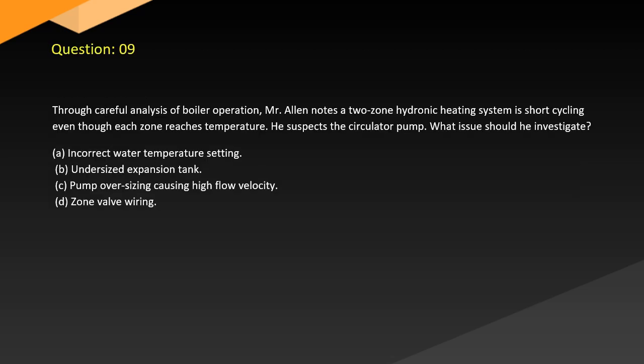Question 9. Through careful analysis of boiler operation, Mr. Allen notes a two-zone hydronic heating system is short-cycling even though each zone reaches temperature. He suspects the circulator pump. What issue should he investigate? A. Incorrect water temperature setting. B. An undersized expansion tank. C. Pump oversizing causing high flow velocity. D. Zone valve wiring.